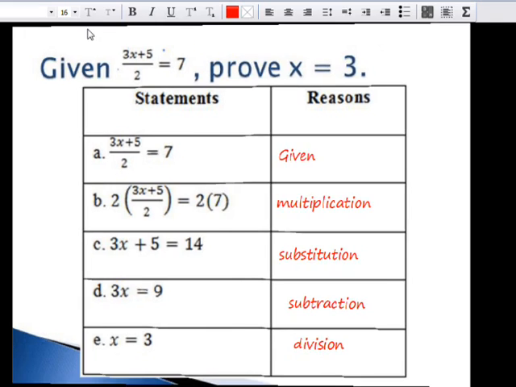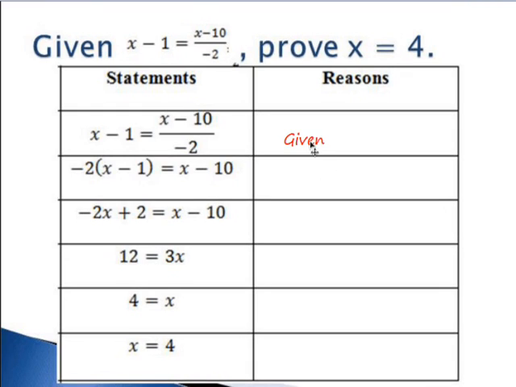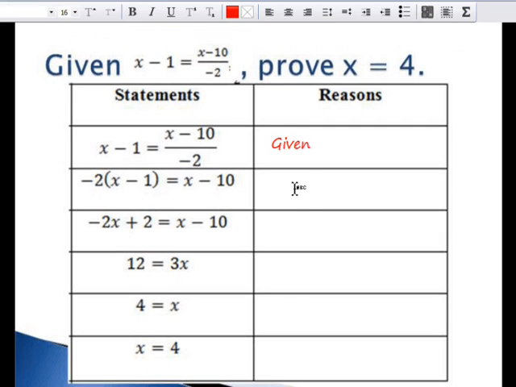Alright, so there's that one. Go ahead and pause the video here, try this one on your own, and then check it in a minute. Try them all. Alright, so first we have given. Hopefully after that you got multiplication. That sometimes is a hard one, but we multiplied both sides by -2.